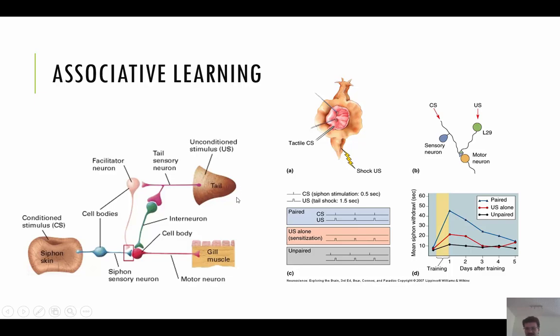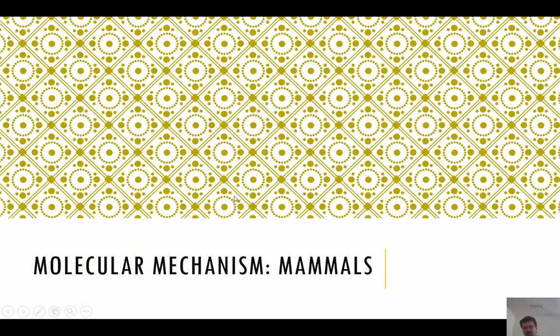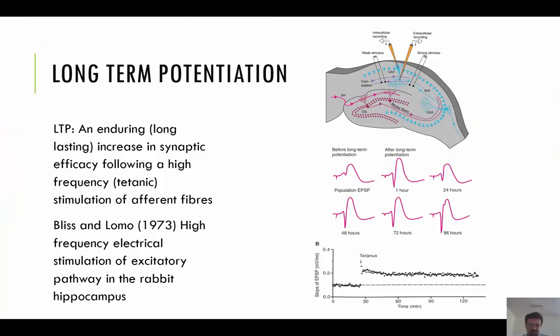Now, the fact that it can happen in a snail, the next question is, well, does it happen in higher animals like mammals? And the answer to that is actually yes. We now know that there's something called long-term potentiation, which was first discovered in 1973. And in the realm of neuroscience, this is perhaps one of the most studied concepts. Two scientists working in Norway, Bliss and Lomo, were working on the rabbit hippocampus. Now, immediately when you hear hippocampus, you think memory.